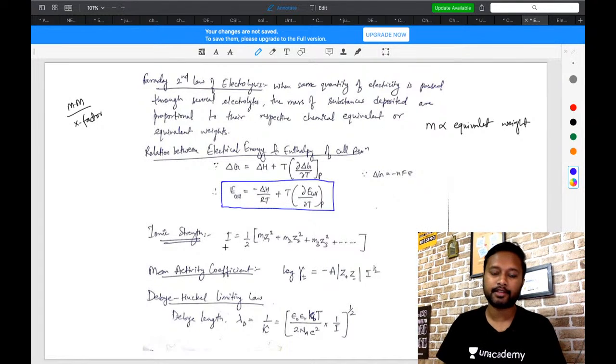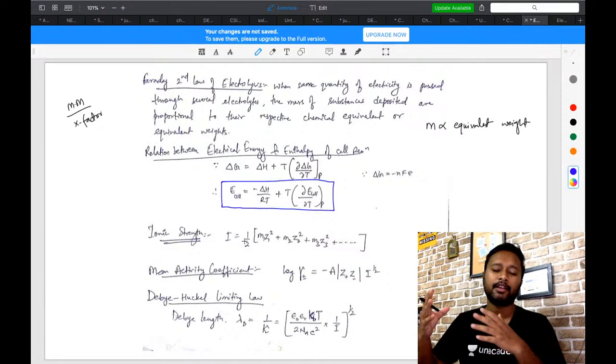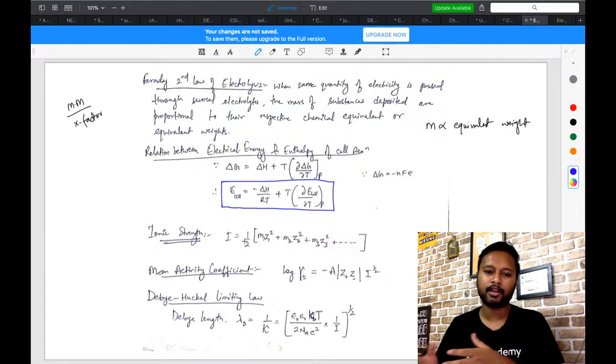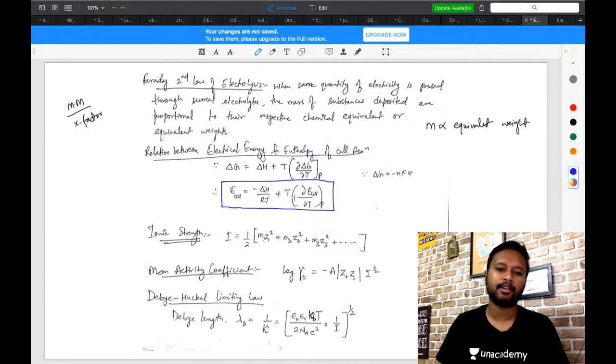Next is ionic strength. Ionic strength tells you, in a particular solution where ions are responsible for the movement of charge, what the strength of that solution is. It tells you how much more or less electric current the solution is able to conduct. If you have two solutions, you can tell which one is going to be a better conductor than the other. That's what ionic strength does basically.